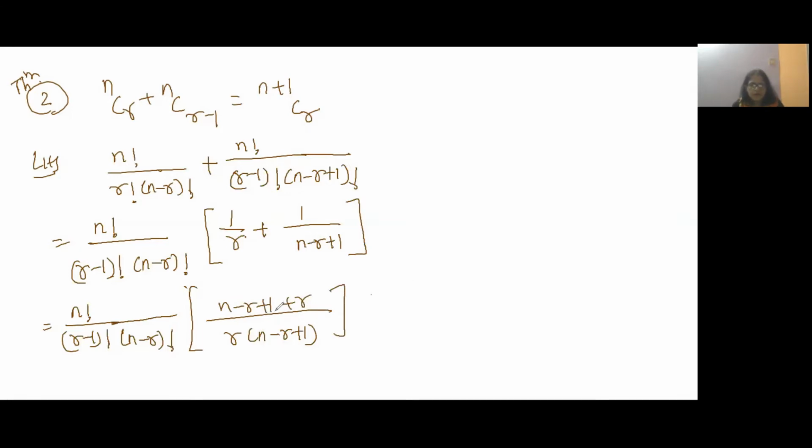Now you see the bracketed quantity. Here you have n factorial, here n plus 1. So n factorial into n plus 1 is your (n plus 1) factorial. This much calculation we can do directly. Now here r minus 1 factorial into r gives us r factorial. N minus r factorial into n minus r plus 1 gives us (n minus r plus 1) factorial.